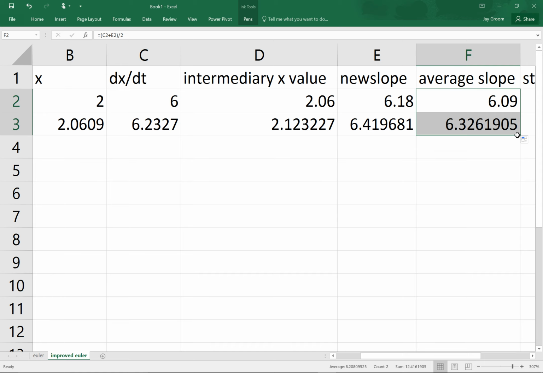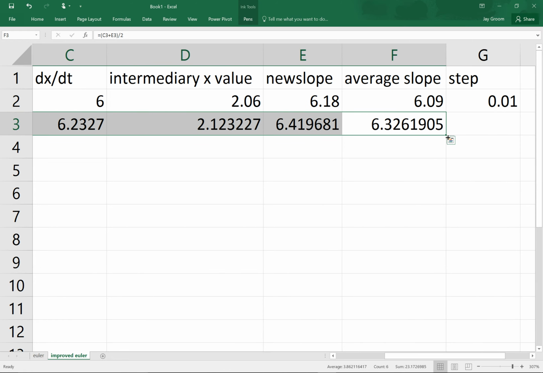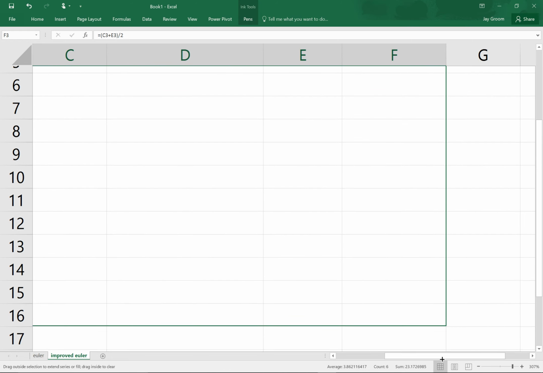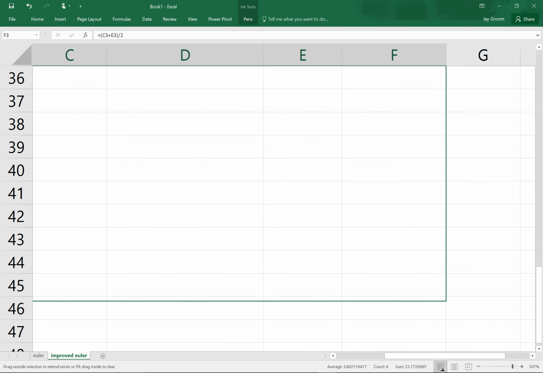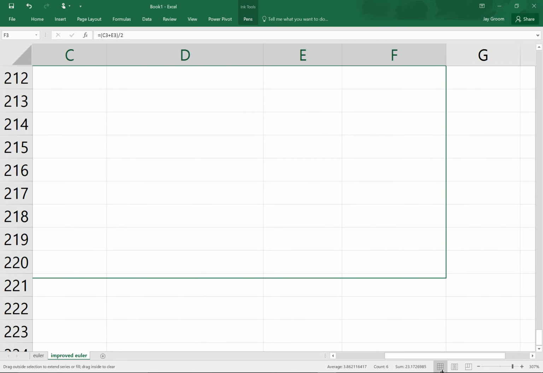Now, I could have done those all at once, but I just wanted you to see that I should probably double check all those as I go along. All right, so there they are, and I'm going to drag this down, again all the way to 4.00 and 2, I guess, because I want to predict for when t is equal to 4.